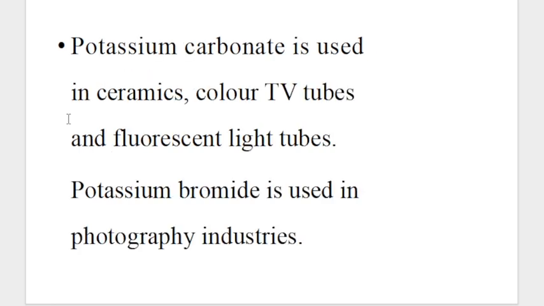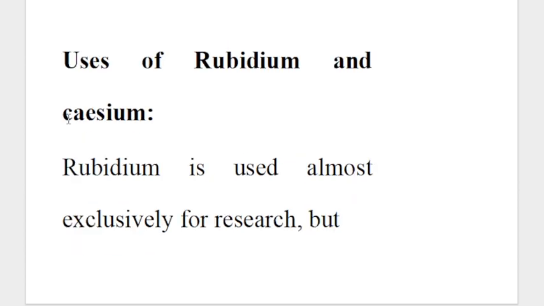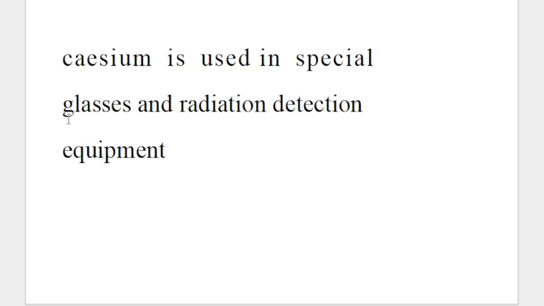Potassium chlorate is used in explosives. Potassium carbonate is used in ceramics, color TV tubes, and fluorescent light tubes. Potassium bromide is used in the photography industry. Then we consider rubidium and cesium. Rubidium is used almost exclusively for research, but cesium is used in special glasses and radiation detection equipment.